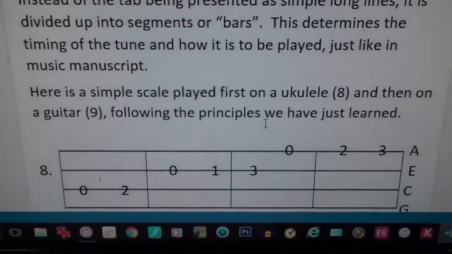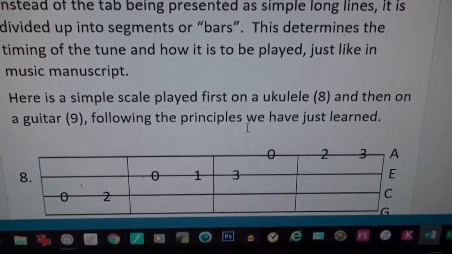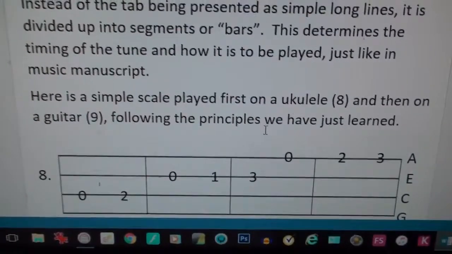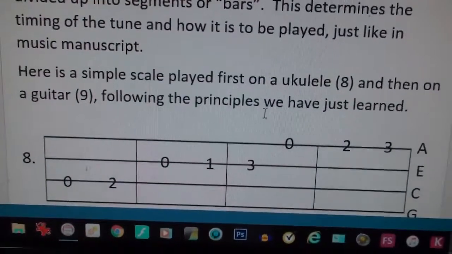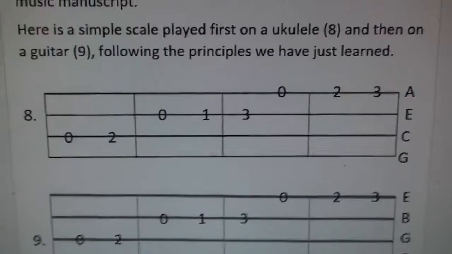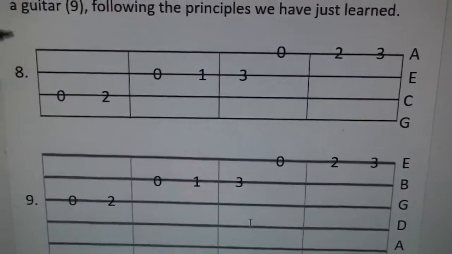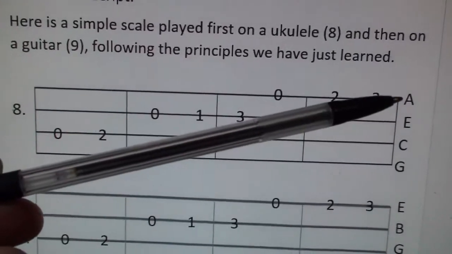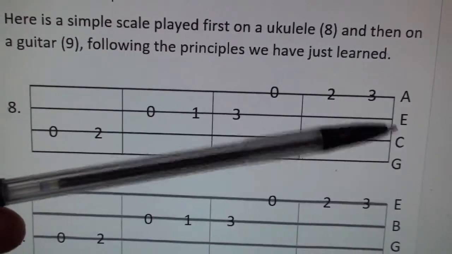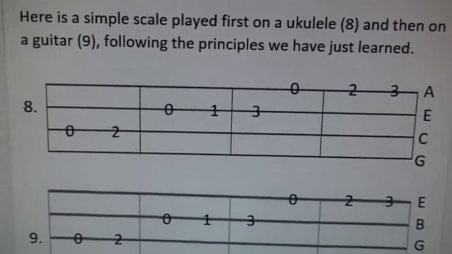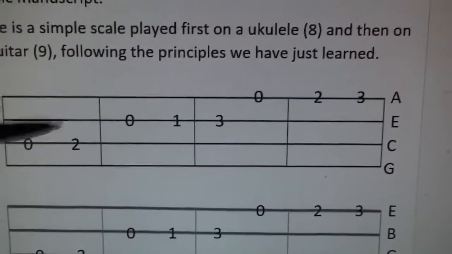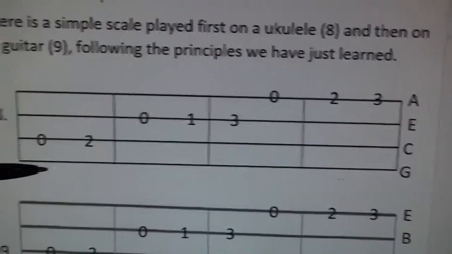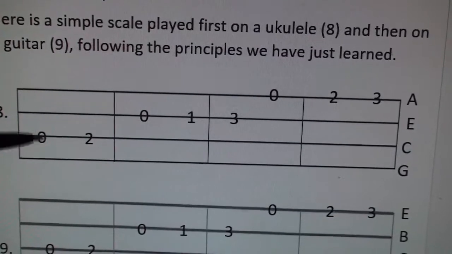Now here's a simple scale. It's first played on a ukulele and then on the guitar, following the principles that we've been learning. So again, we've got the 4 strings of the ukulele, just as a recap. A, which is nearest your knee, E, C and G. So we're going to use 3 strings. We're not actually playing on that one at all.